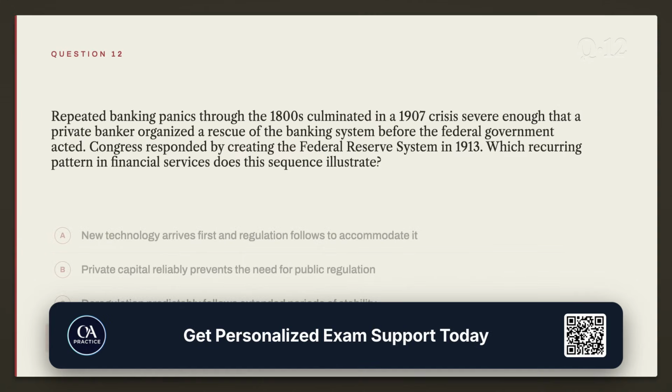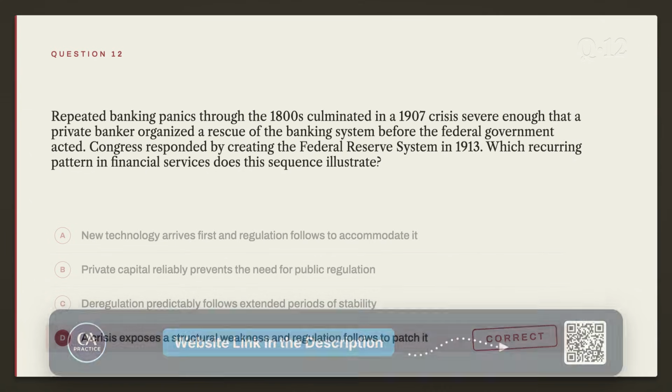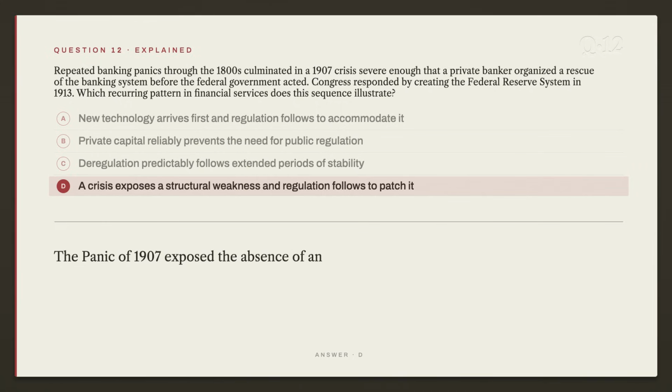The correct answer is D. A crisis exposes a structural weakness and regulation follows to patch it. D is correct because the Panic of 1907 exposed the absence of any institution capable of backstopping the banking system, and the Federal Reserve Act of 1913 was the regulatory patch for that gap.